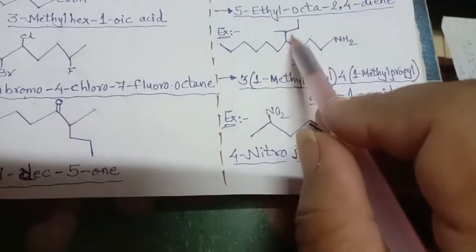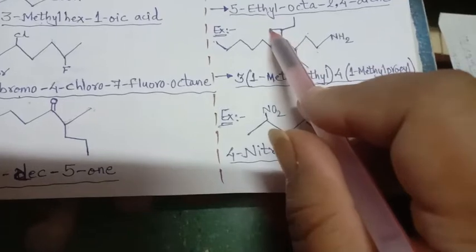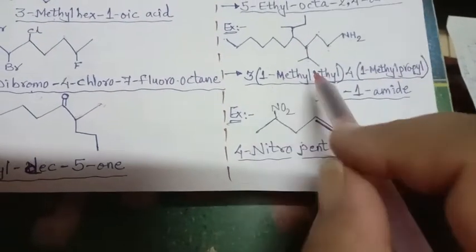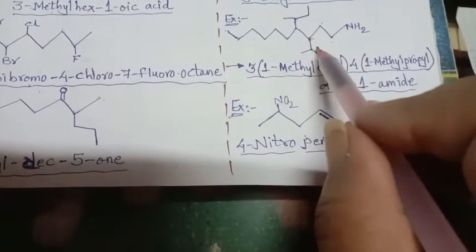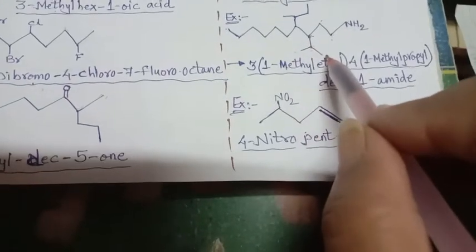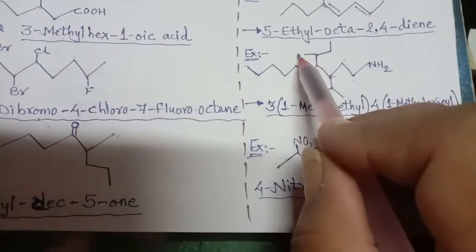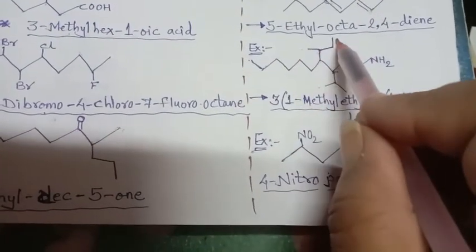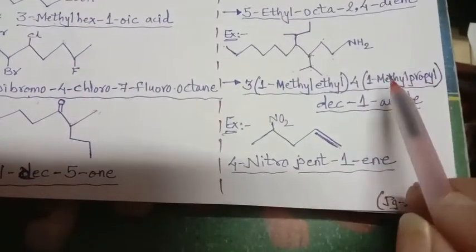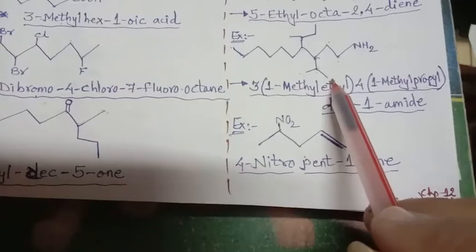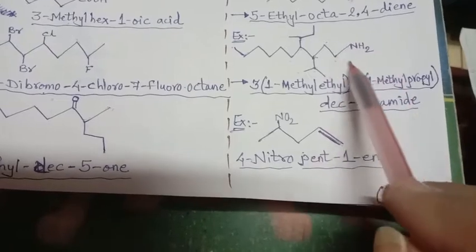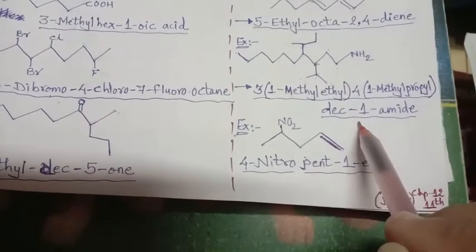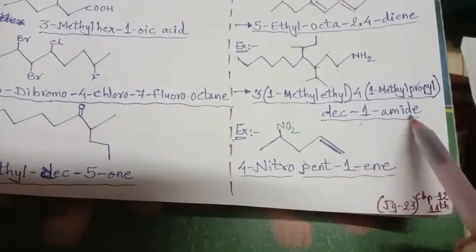And on fourth also you will see 1, 2, 3 propyl, and here it is methyl group. So it is also complex. So complex will be written in the bracket. So third position into bracket 1 methyl, 1 and 2 ethyl, bracket close. On fourth position again 1 methyl, 1, 2, 3 propyl. So 1 methyl, 1 propyl. This is 1 methyl ethyl. On fourth 1 methyl propyl, total decane, and on 1 is amide.